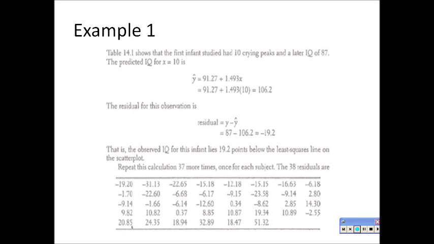To find the residual for the observation, we have to do the observed minus the predicted. The observed value is 87 for the IQ, and we subtract the predicted value from it, which we calculated earlier for x equals 10, is 106.2. When we do that, we get a negative residual value of 19.2. When we repeat this calculation 37 more times, once for each subject, the 38 residuals are in the table as follows. Please take a moment to read these residuals and understand how these are calculated.